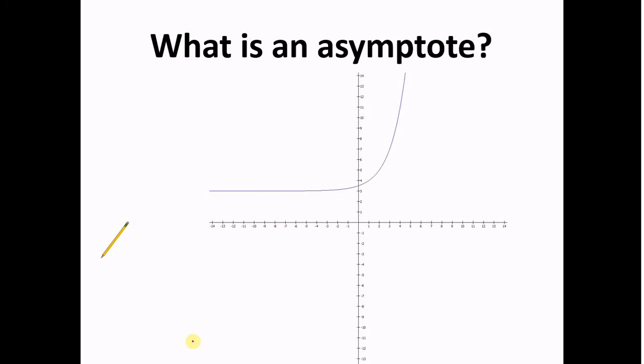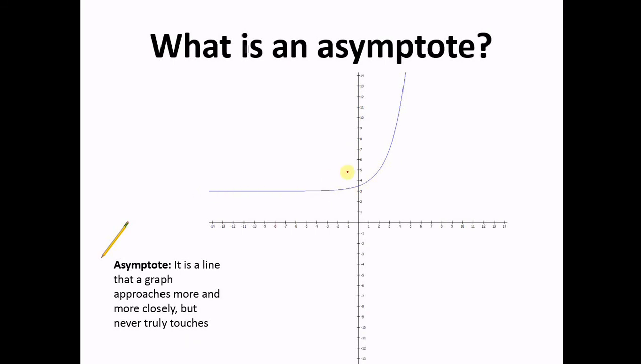So, what's an asymptote? Here's the actual formal definition. An asymptote is a line that a graph approaches more and more closely, but never truly crosses nor touches. So here is my graph here. So my asymptote is right there at -3. So this would be y equals -3 for that one. So your asymptote is where your graph doesn't actually cross. It never crosses that area. So you're always going to want to watch for where that is.